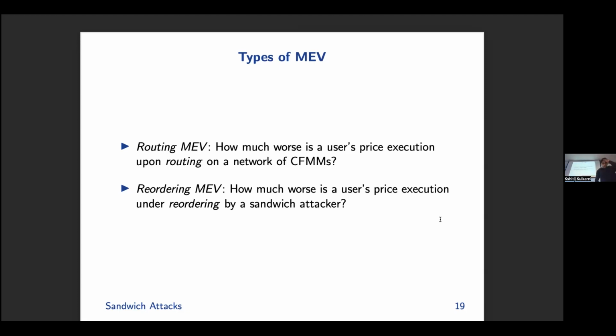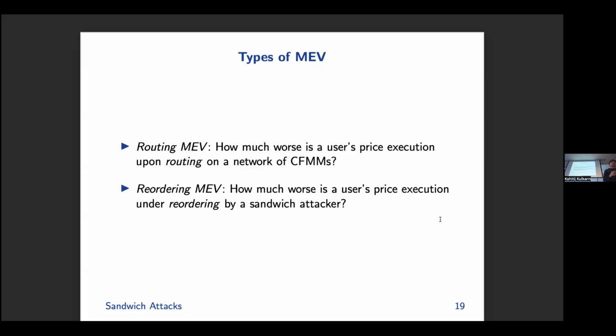So now I'll go into two settings that we looked at with these sandwich attacks. The first is trying to understand how much worse price execution a user experiences when they're trying to route a trade on a network of these constant function market makers. So this whole time we have just been dealing with one exchange, one constant function market maker, which has two reserve values RA and RB, and we're just trading with this one exchange. But now what happens if we start trading with a network of these things?